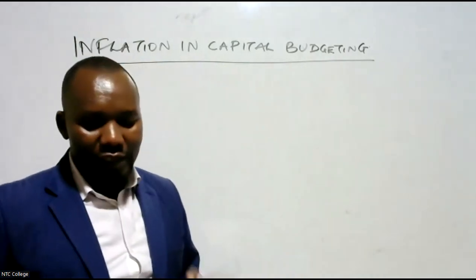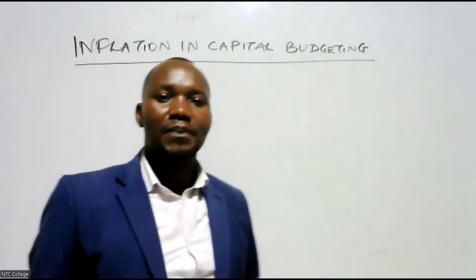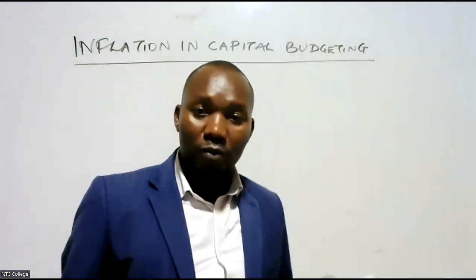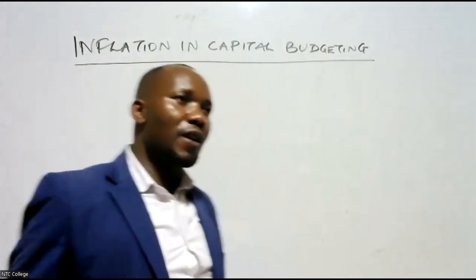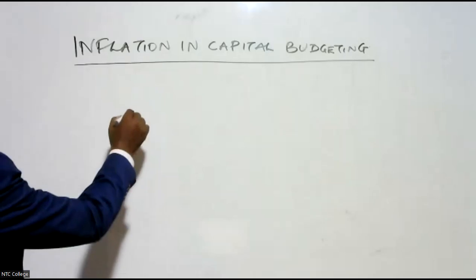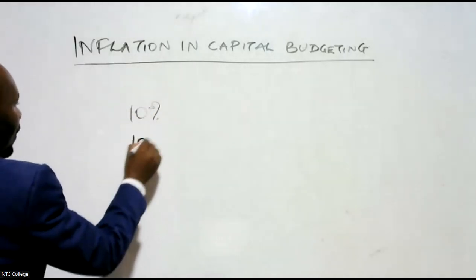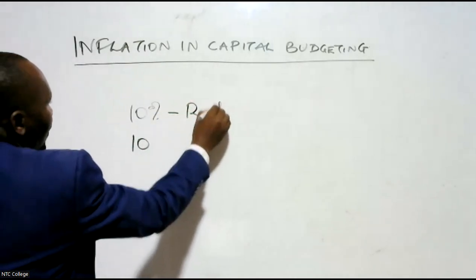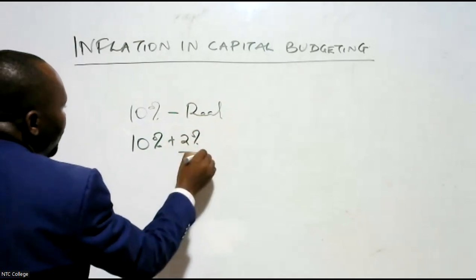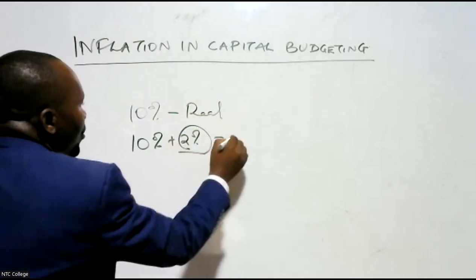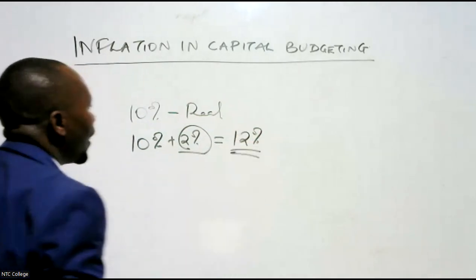So we are saying that there is a real rate of return, or real rate of investment, and then there is nominal. The nominal rate is the one that has inflation. If our return is supposed to be 10%, that is the real return. And then we have 10% plus maybe 2, so 2% is the inflation rate. Therefore, with the inflation rate, it can be 12%. It is quite higher than the real one.